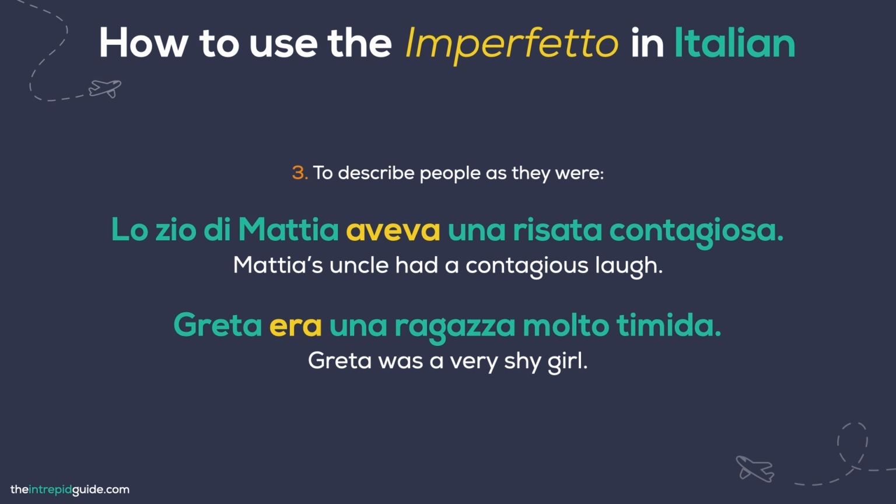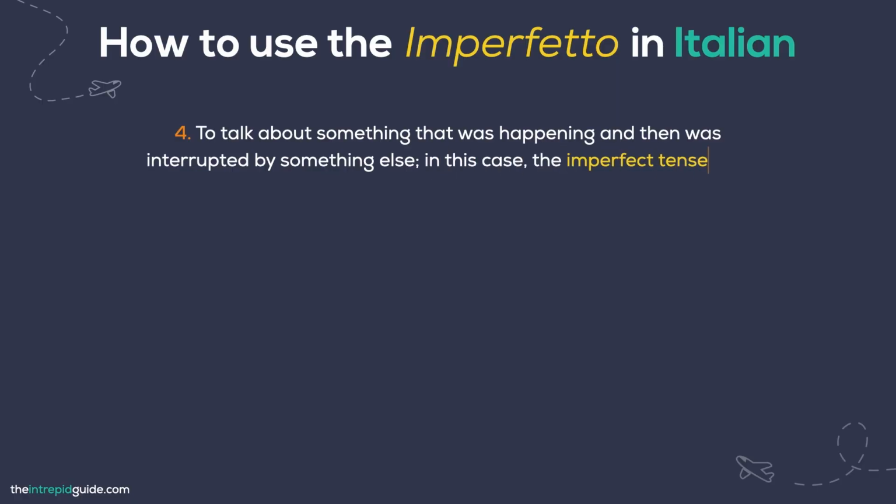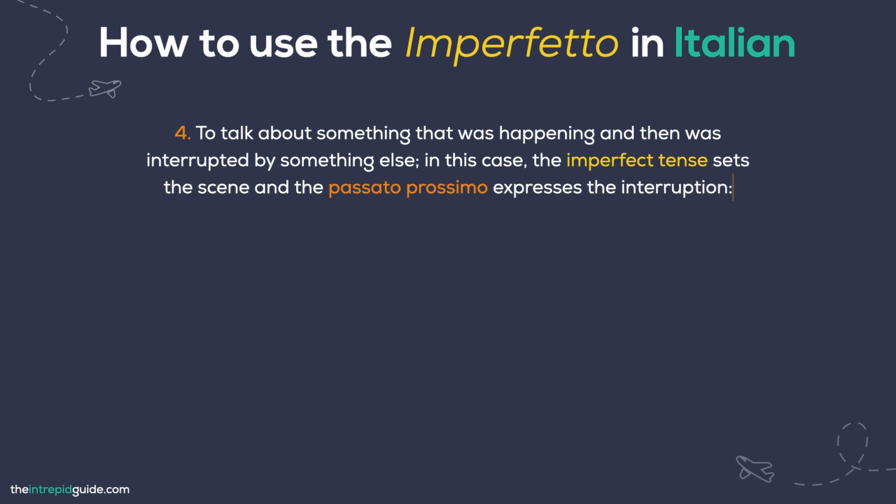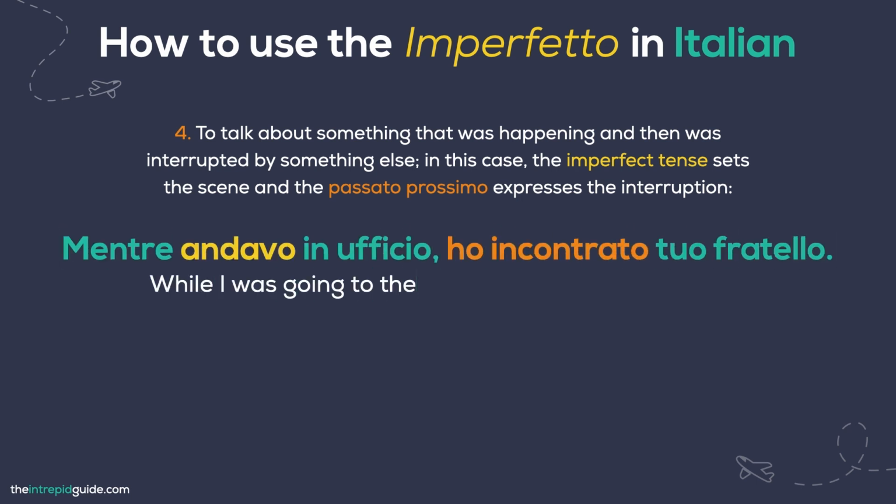Greta was a very shy girl. We also use it to talk about something that was happening and then was interrupted by something else. In this case, the imperfect tense sets the scene and the passato prossimo expresses the interruption. For example, Mentre andavo in ufficio, ho incontrato tuo fratello. While I was going to the office, I ran into your brother.